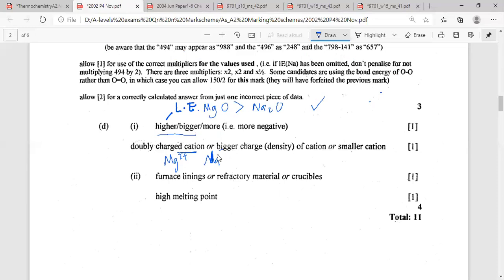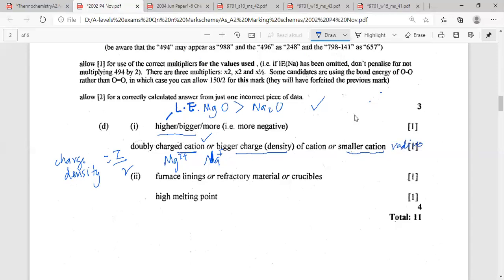Sodium is 1 plus. Okay, right? 1 mark for this. Or bigger what? Charge density or polarizing power. Charge density, same thing we did before, isn't it? Equals charge over radius. Okay, or smaller cation radius.